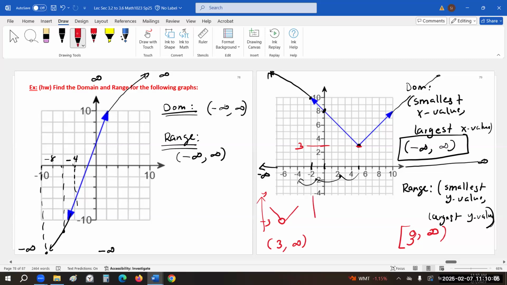So let me write this down here. Open circle means parentheses, and a closed circle means bracket. And sometimes you may not see any circle. So if you see a line, something like this or that, it also means closed circle. So as long as you don't see a hole, it's always bracket. Okay? Only when you see a hole in a function, that time we put parentheses.